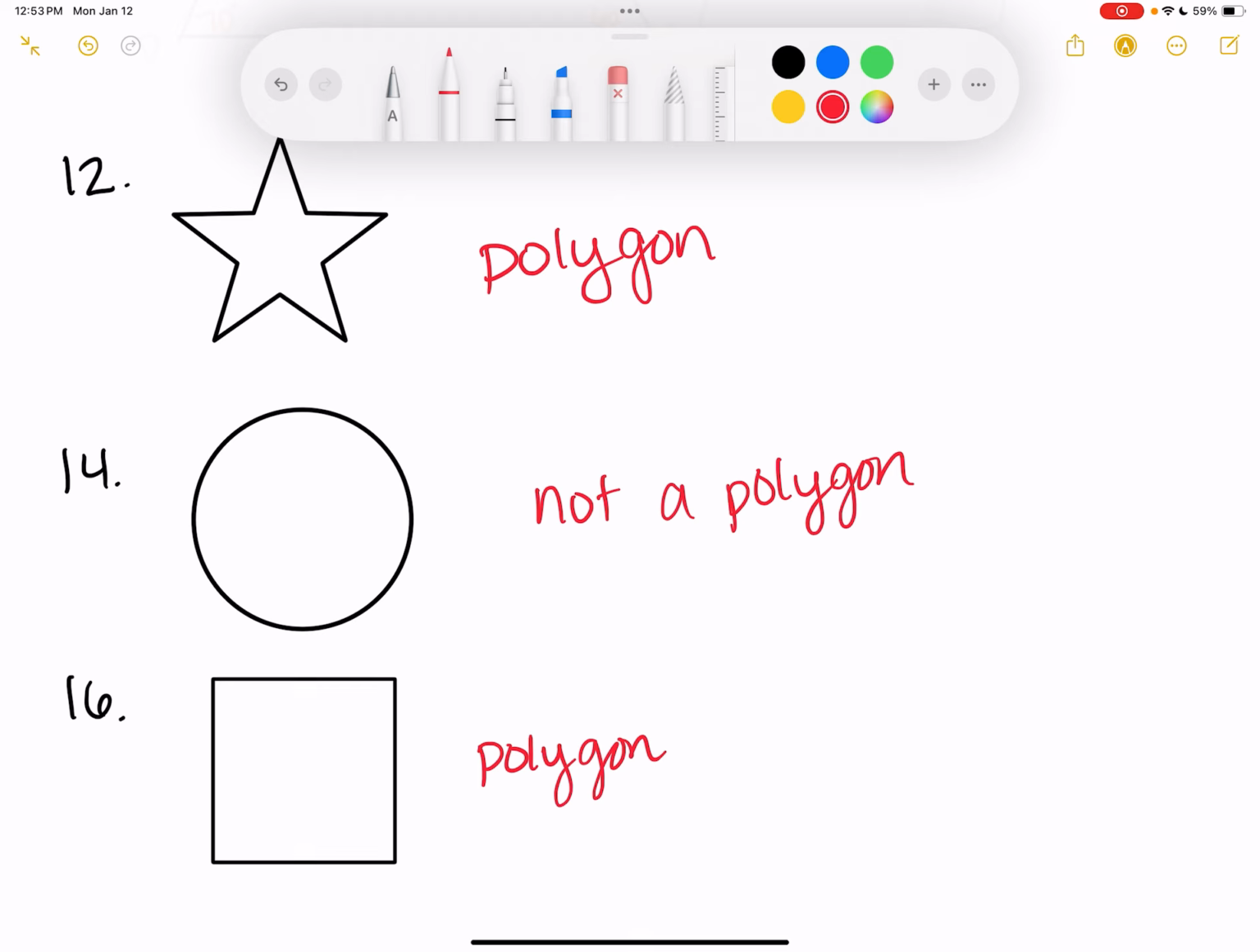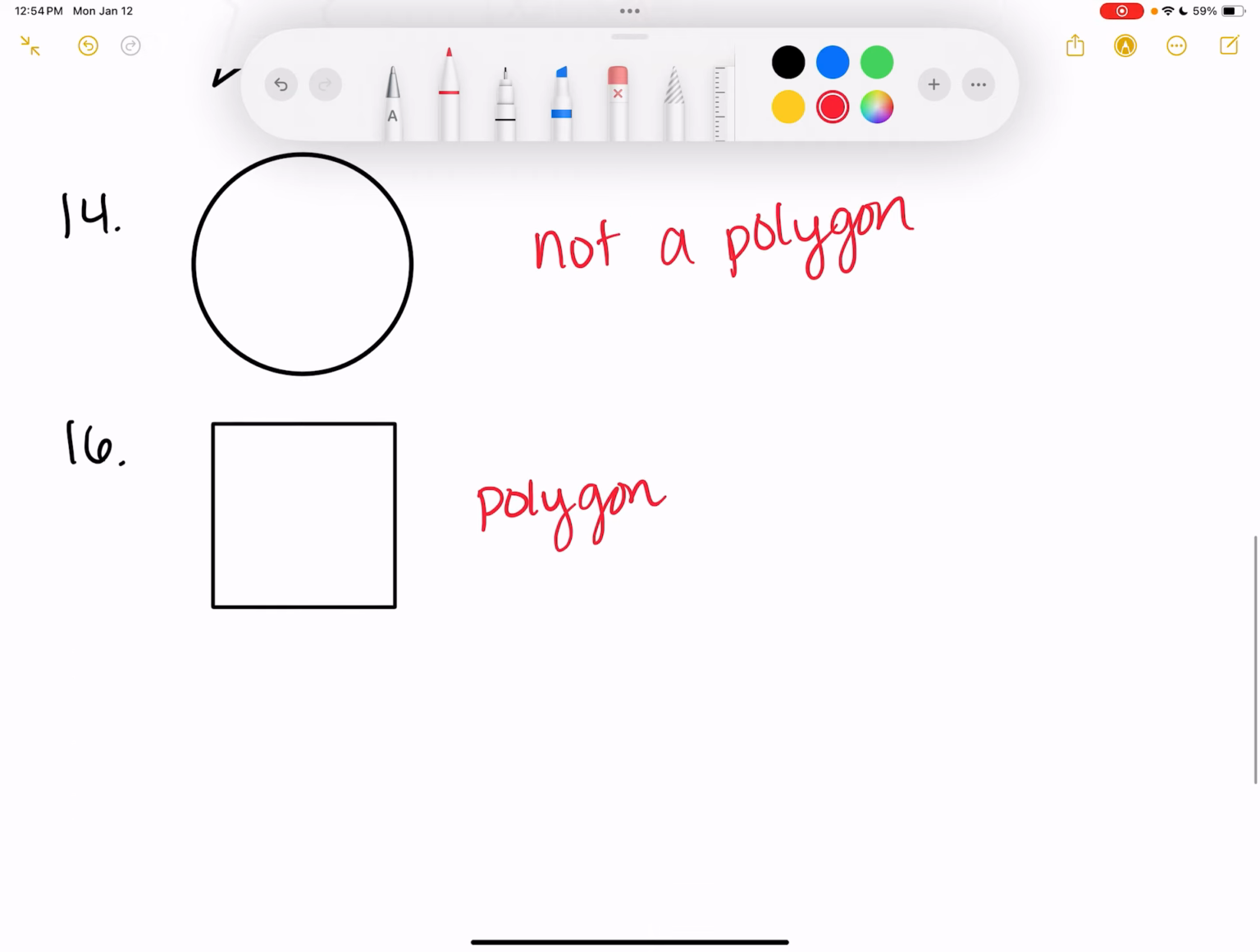All right, now we're getting into concave or convex, and they also want us to state the name of the shape based on how many sides it has. I'm gonna do my best. 18.